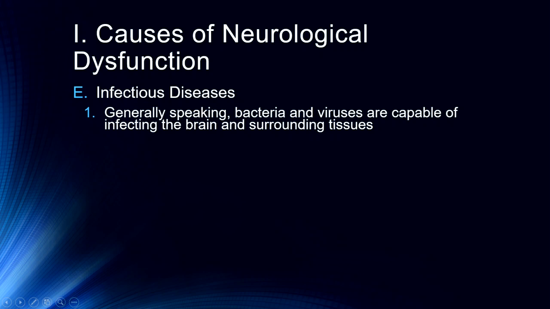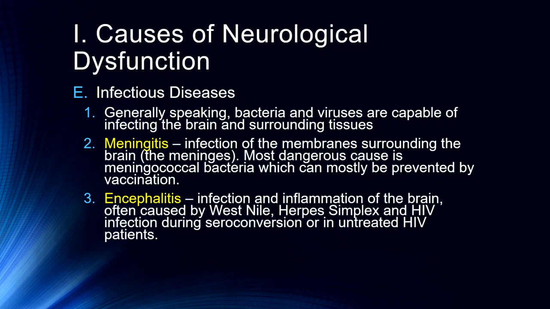There are a number of infectious diseases that can have effects on the brain. Generally speaking, bacteria and viruses are capable of infecting the brain and all of its surrounding tissues. There are a number of ways this can manifest. Meningitis is one of the most common. This is an infection of the membrane surrounding the brain. The most dangerous cause is meningococcal bacteria, which can mostly be prevented by vaccination. So you should have all had your meningitis vaccines, particularly college students, as meningitis has a tendency to run rather rapidly through college campuses.